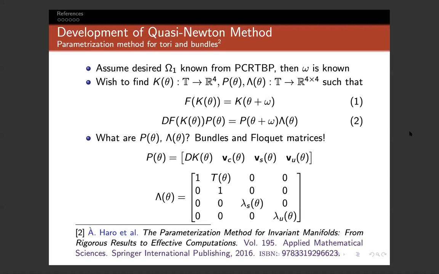And basically how this works is that the big matrix P, its columns should be DK, the center direction at K of theta, and the stable and the unstable directions at K of theta. If you do this, then you can see very easily that the relation 2 should hold. So essentially equation 2 is necessary to solve for the center, stable and unstable directions at each point of the torus.